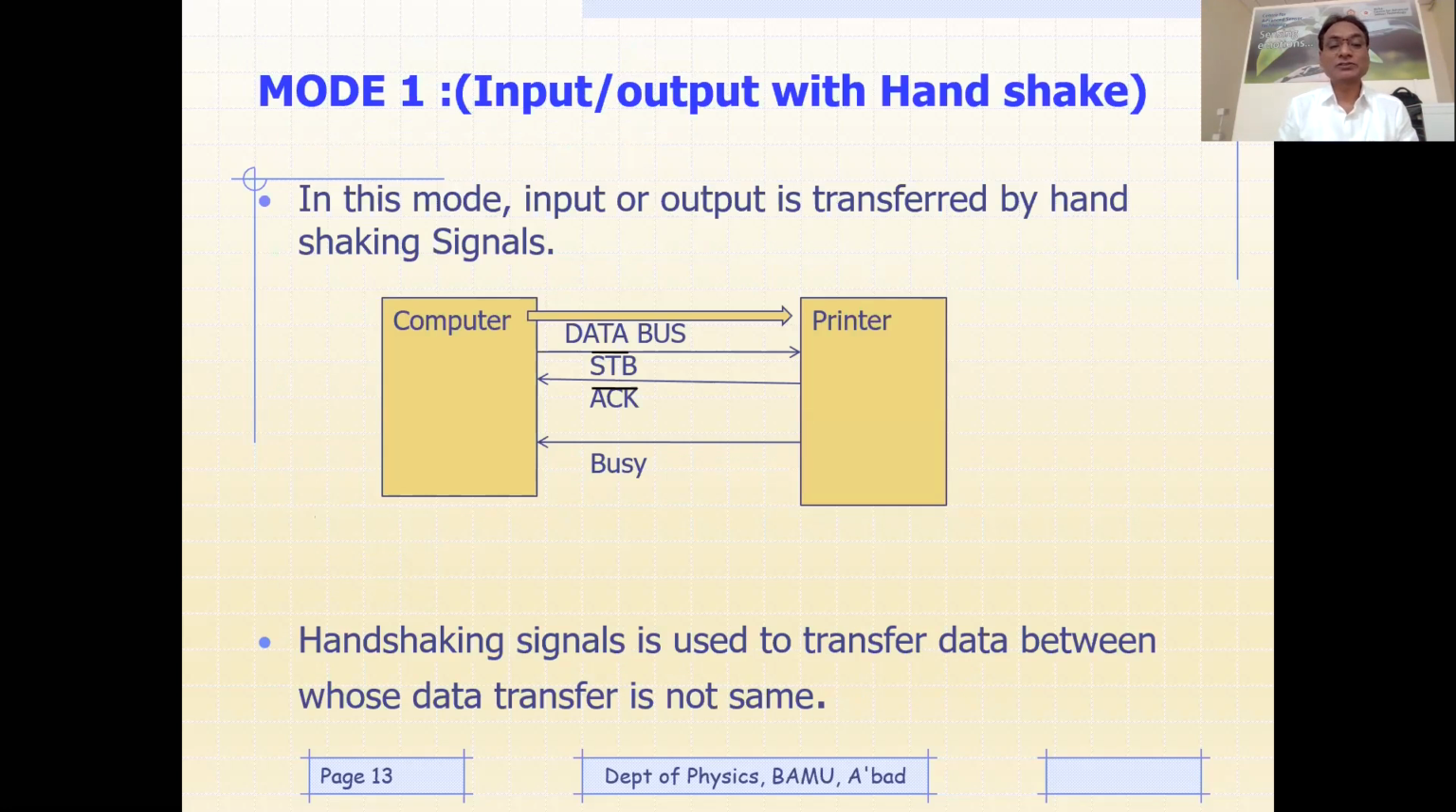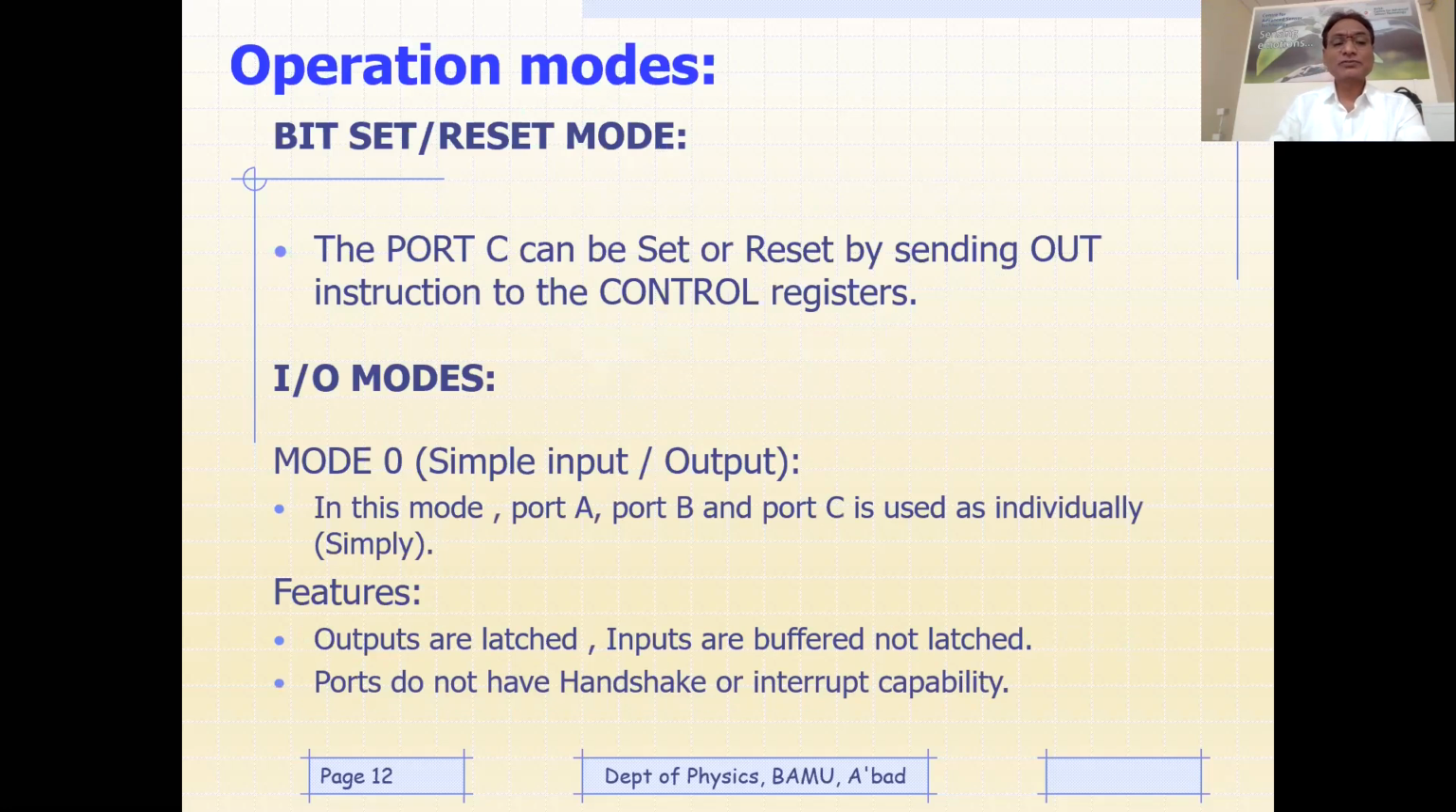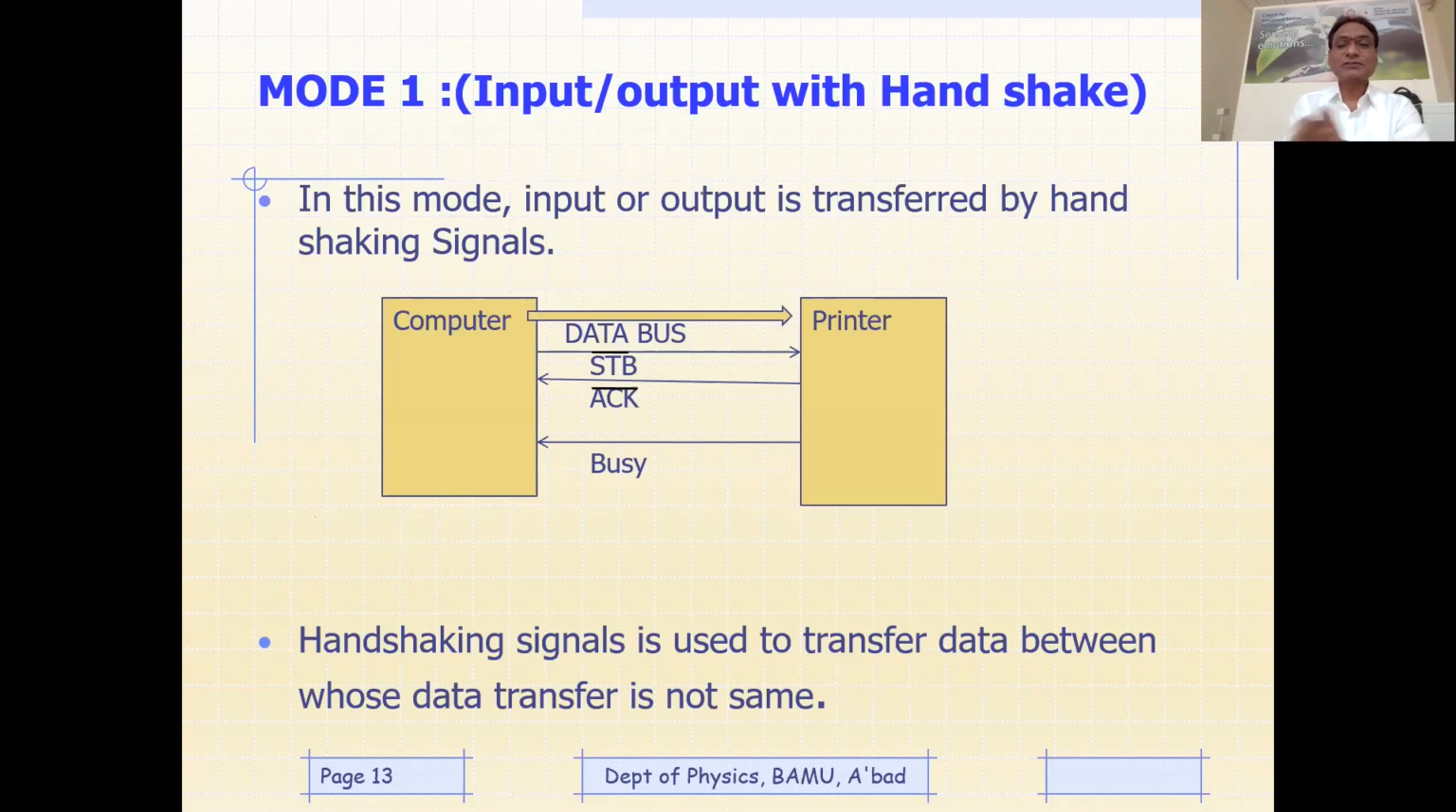This is the overall feature of mode 0. We are going to discuss mode 0 in detail later, and first of all, I'm giving you the overall idea. Mode 1 is IO mode with handshake. So mode 0 is a simple IO mode, whereas mode 1 is IO mode with handshaking signals. Now, this is the very simplified schematic of mode 1.